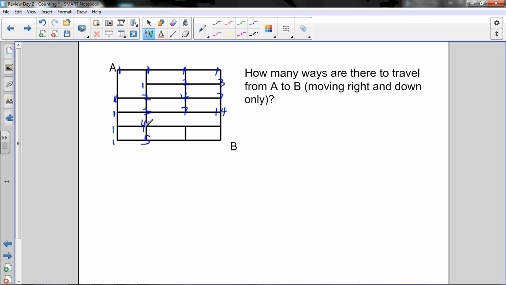Be careful now, because there's some weirdness going on here. I can't skip this here, so there's still only 4 ways to get to that spot right there. But there are 9 ways to get there. 5 from this way, 4 from this way, adding as I go. 4 and 14, 18, 9 and 18, 27.